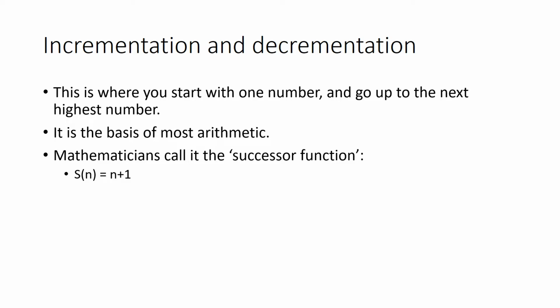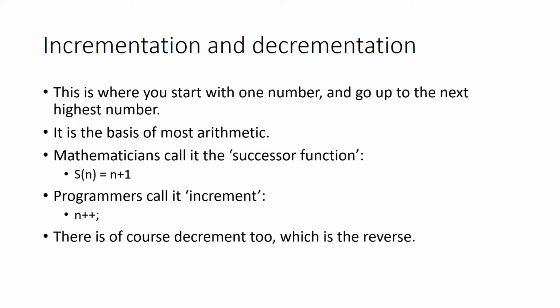So if you put any number as an input, you'll get that number plus 1 as an output. So take 5 and put it into the successor function, you get 5 plus 1, which is 6. Programmers, though, call it incrementation, and it's done using usually that command there, n++ or x++ or C++. Ha, aren't programmers hilarious? There is, of course, decrement too, which is the same thing but in reverse.